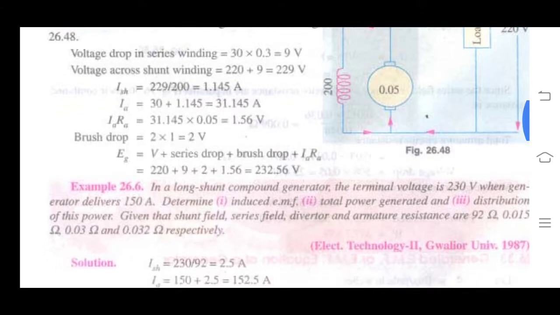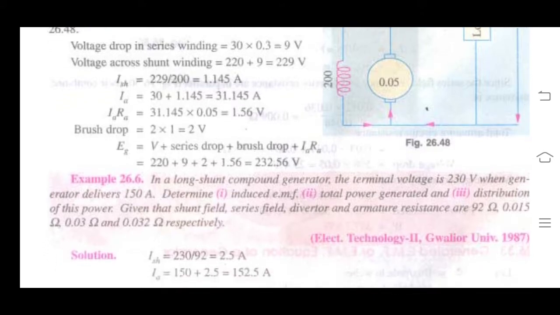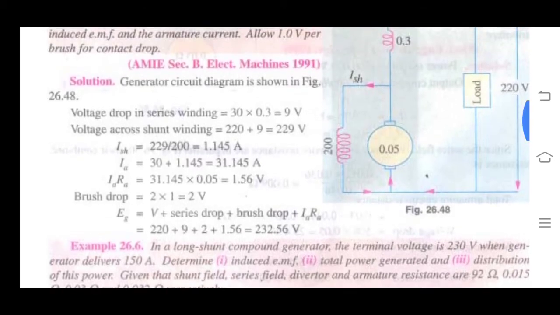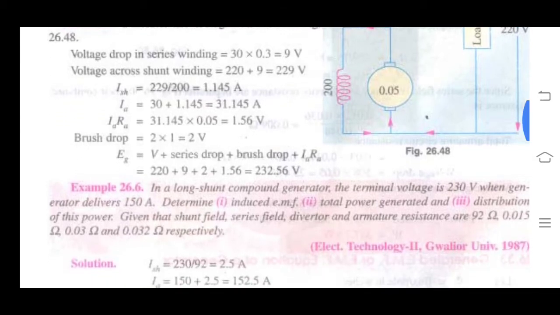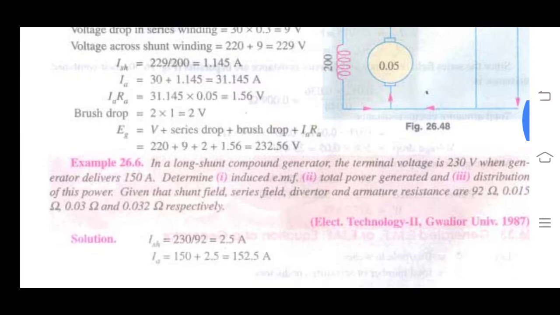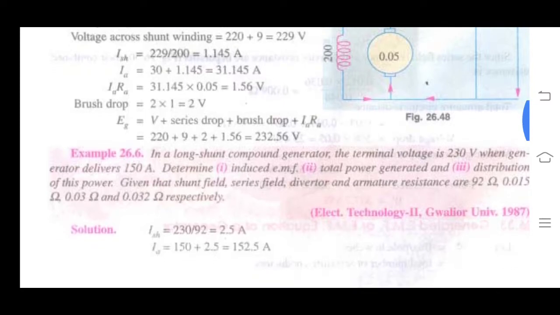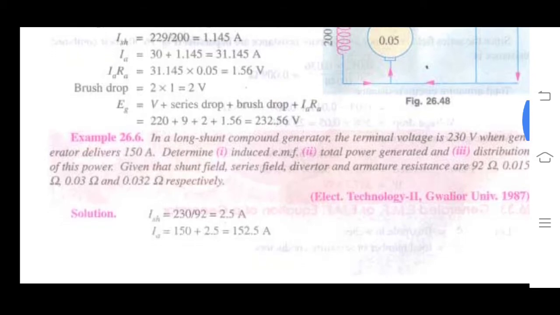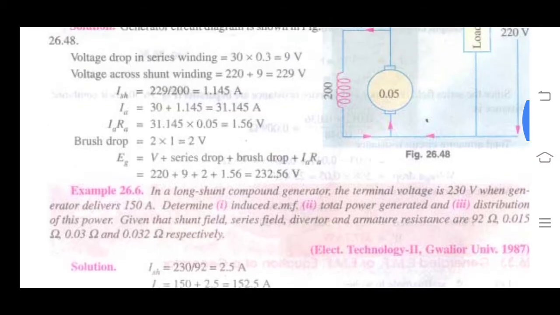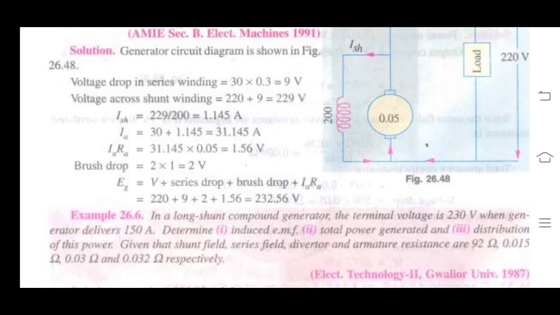The voltage drop in the series winding is 30 into 0.3 equal to 9 volts. Voltage across the shunt winding is 220 plus 9 equal to 229 volts. ISH equal to 229 by 200 equal to 1.145 amps. IA equal to 30 plus 1.145.